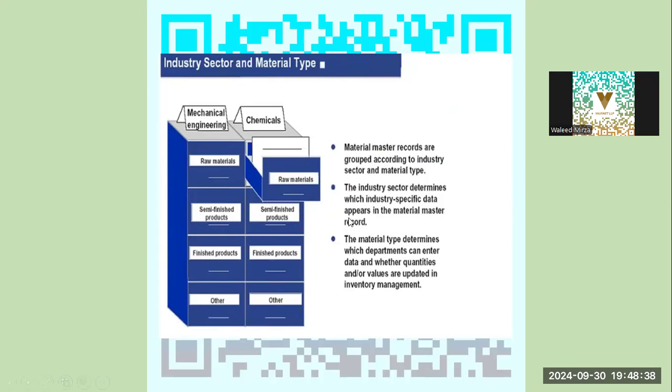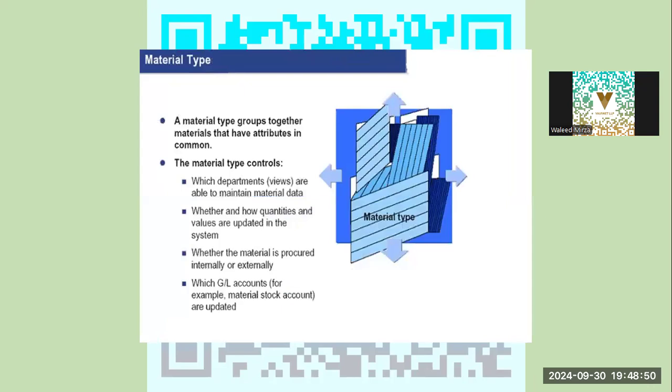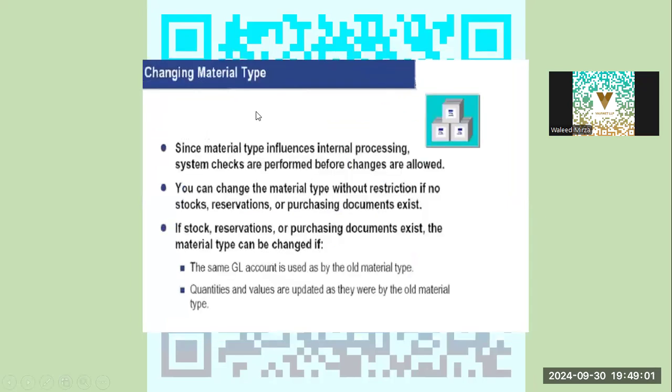And within an industry sector, we have material types like raw material, semi-finished good, and finished goods. And others are basically services, design, or documentation. These are also part of material types. So a material type has features that are common to materials, and those materials can relate to this material type. We can change the material type as long as there is no stock for that material. So we can change the family of that material from one material type to another.